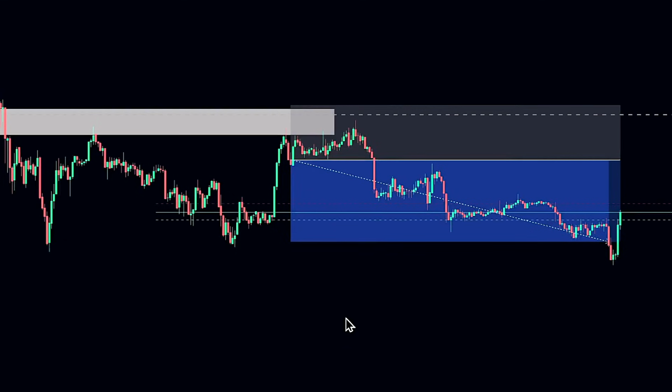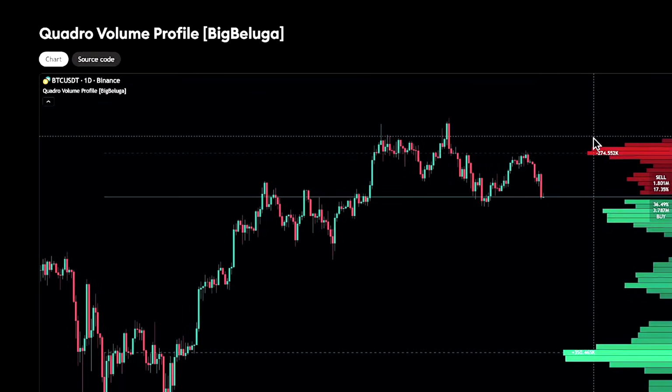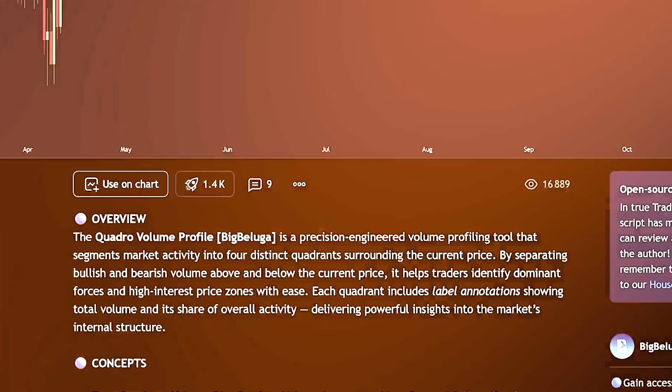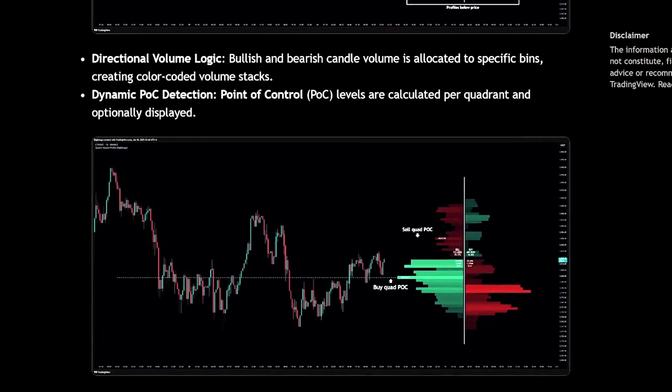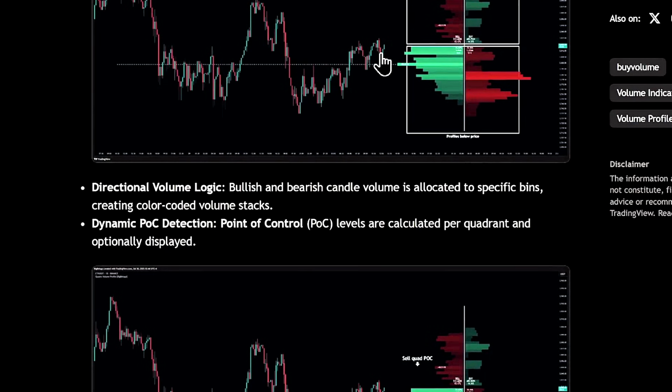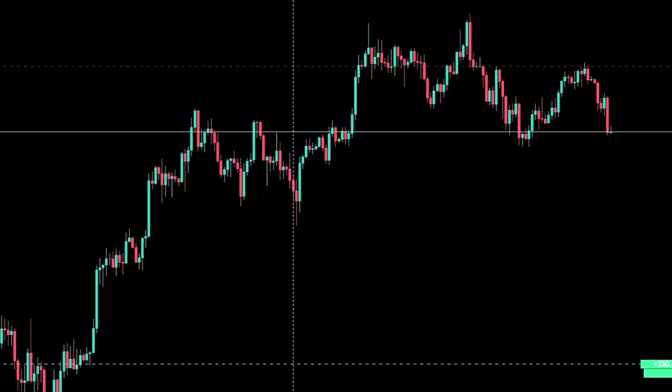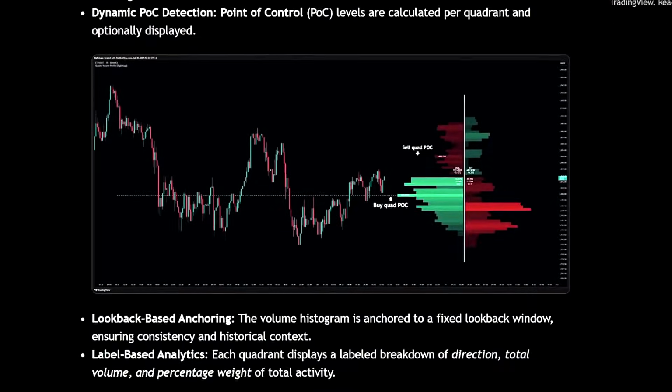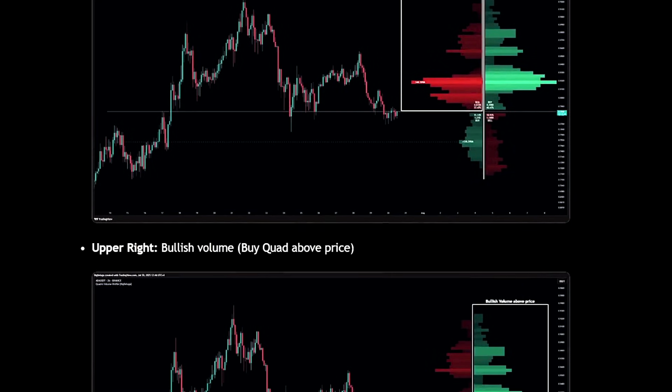Ladies and gentlemen, this video is all about one of the most powerful and unique volume profile indicators I've personally seen on TradingView. We're going to break down exactly what this indicator is, the best settings to use, and I'll also walk you through a sample strategy that's optimized for profitability.